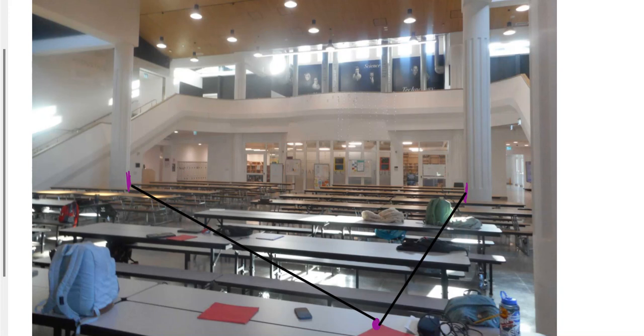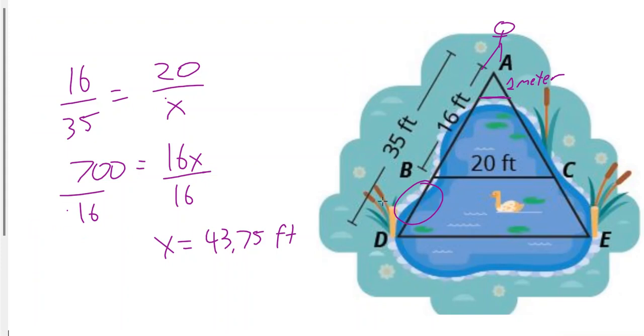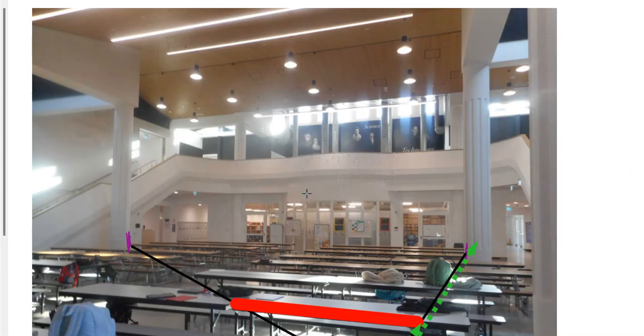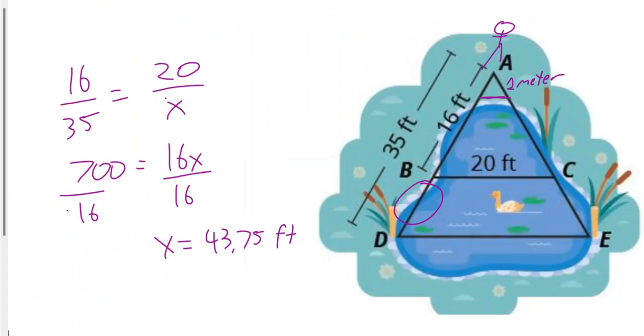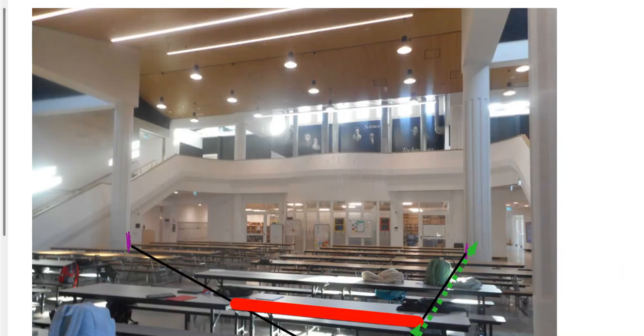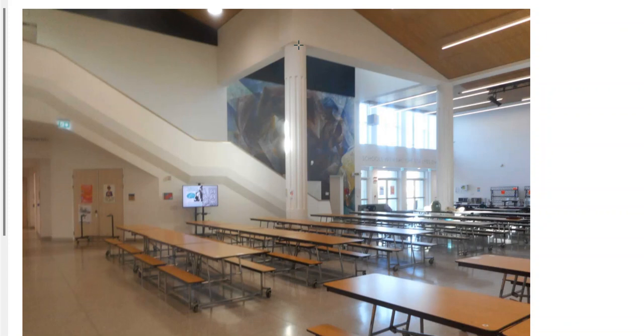That's not allowed in indirect measurement, but I do see that I could measure this length right here, from here on the table to here, and then I would measure this length, and then this length, and then I'd have the exact same picture like this. If you wanted to try this way as well, you could, but I think this way would be easier.